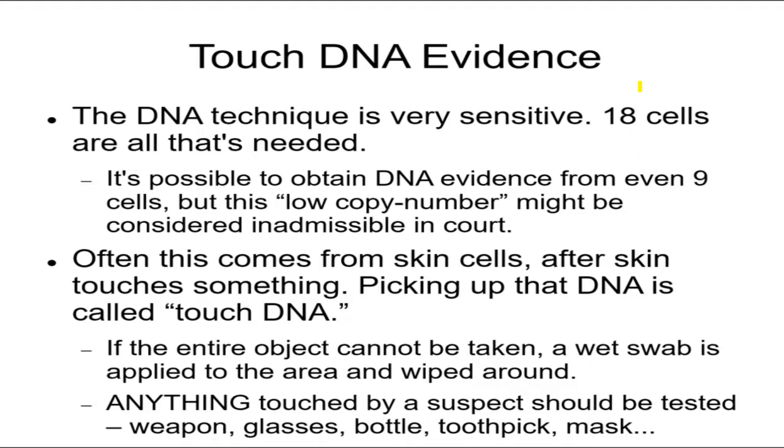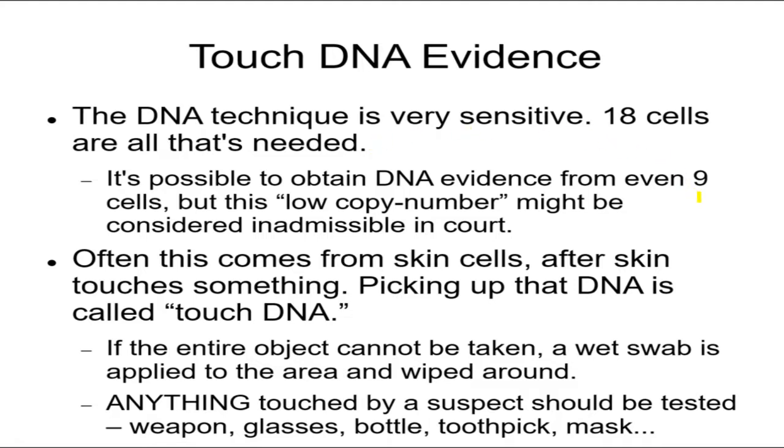DNA is very sensitive. Even 18 cells, that's really a tiny amount. If you can get those, that's all that's needed to get DNA evidence. As mentioned in an earlier lecture, we can multiply this, and we can multiply to pretty much as many as we need. So even 18 cells are all that's needed to get useful DNA that we can match and therefore identify the source of the DNA.